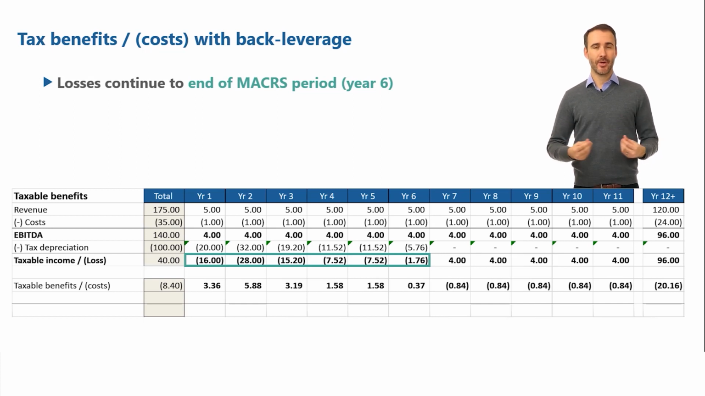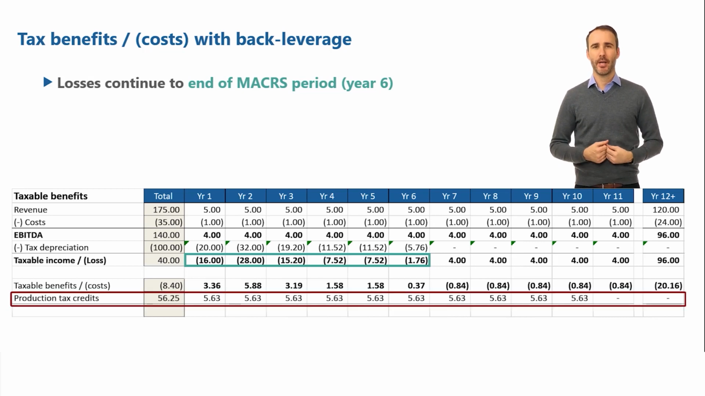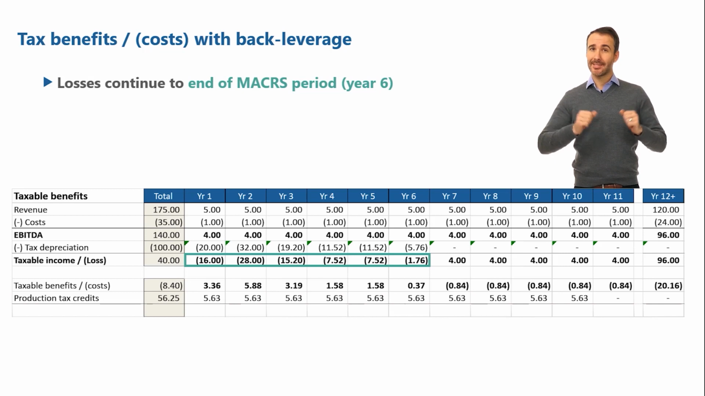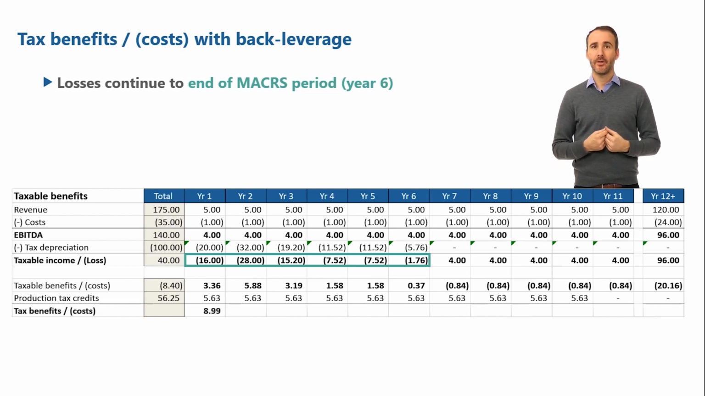The production tax credits are the same as earlier at 5.63 million per annum and ending in year 10. The tax benefit or cost is the sum of our tax benefits and PTC in year 1 equaling 8.99 million. And there is the one formula copied across the whole row, and again the total is 47.85 million.